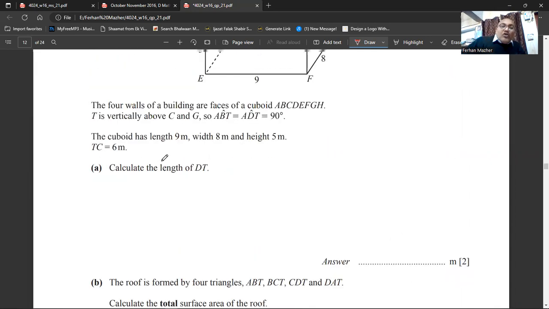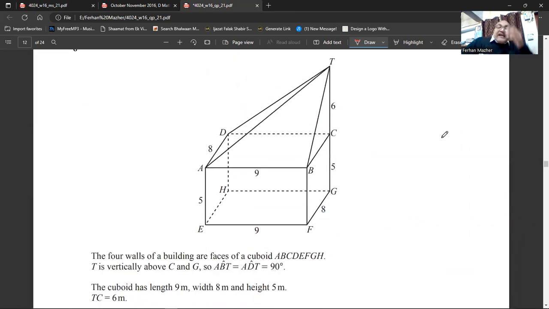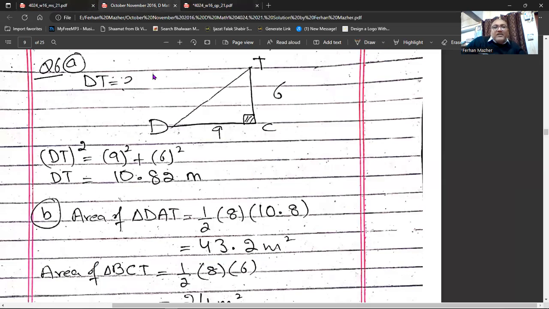Okay, so in the roof, we have these 4 triangles: DCT, TCB, ABT, DAT. So I will find the area of these 4 triangles, and then I will add them up, and that will be the area of the roof. So simple and straightforward question.